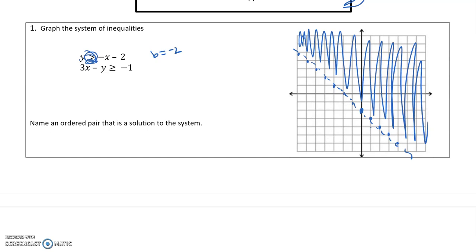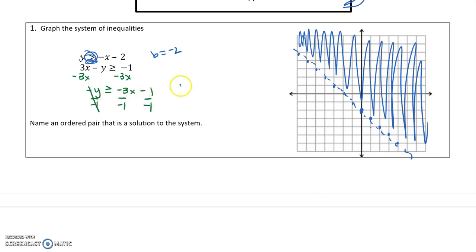Now let's look at the next one. The next one is not in the proper form. It is in what we call standard form, and we do not like that. So let's rearrange it. I'll subtract the 3x over. So now I have -y is greater than or equal to -3x minus 1. Y is technically not by itself. I have to divide everything by -1.